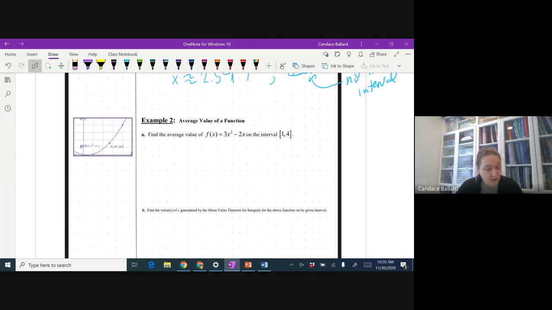Let's take a look at example 2, okay? So we're going to look for the average value again. And this time, notice it's not a calculator problem, all right? So this is a do-this-by-hand problem. So what do I need to write out front? I haven't heard much from you guys yet. Go ahead and tell me in the chat, if I'm doing average value, what am I going to have to put out in front of my integral this time?